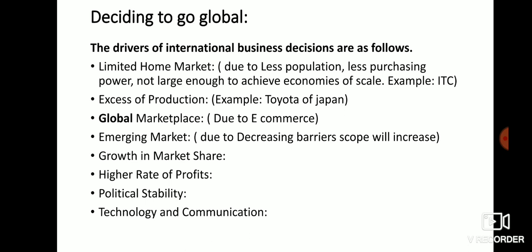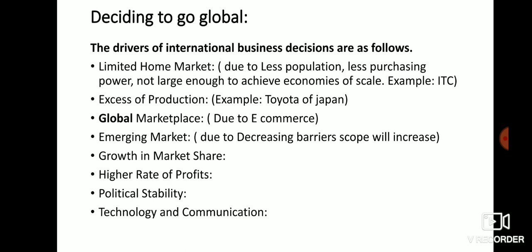Limited home market. A limited home market means a restricted home market due to less population, less purchasing power, not large enough to achieve economies of scale. In case the home market of a particular company is not enough to achieve their economies of scale or target group, because it is smaller or the purchasing power is less, then the company should go for international business so that they can achieve economies of scale. So whether the home market is limited or not, we have to observe these things.